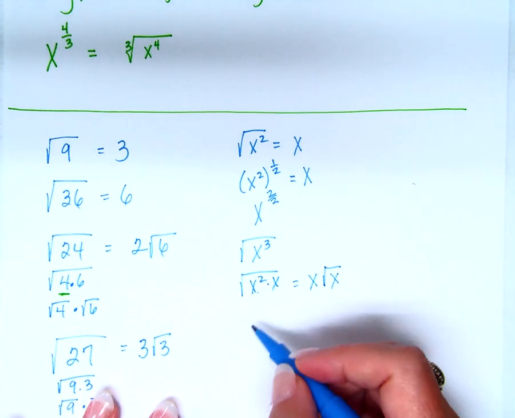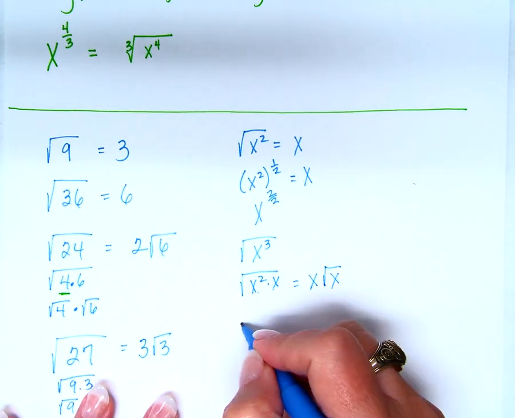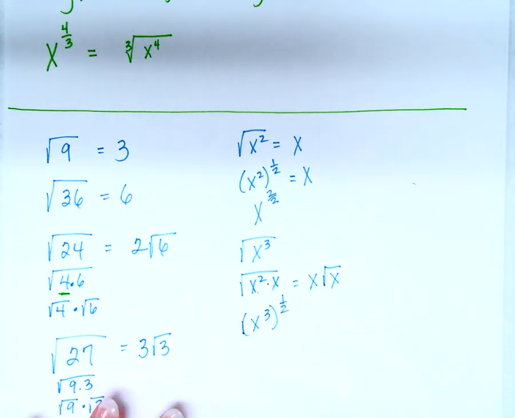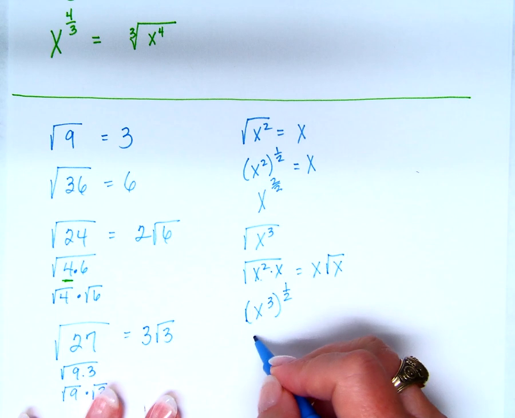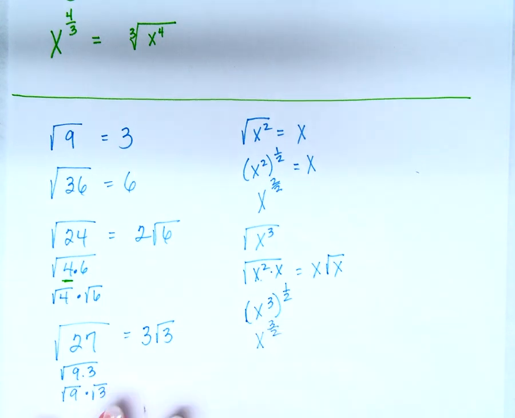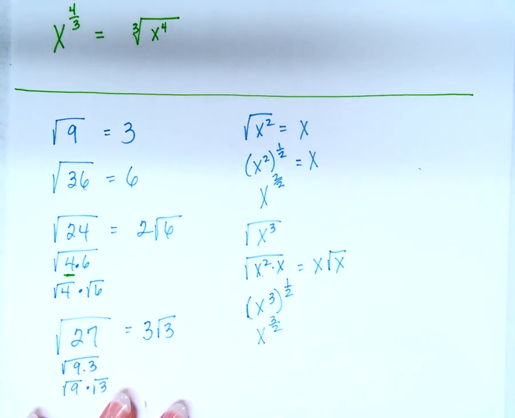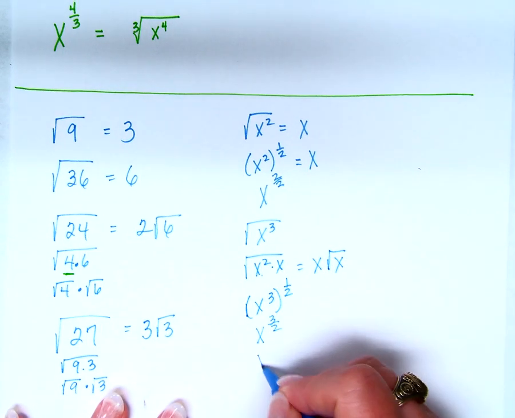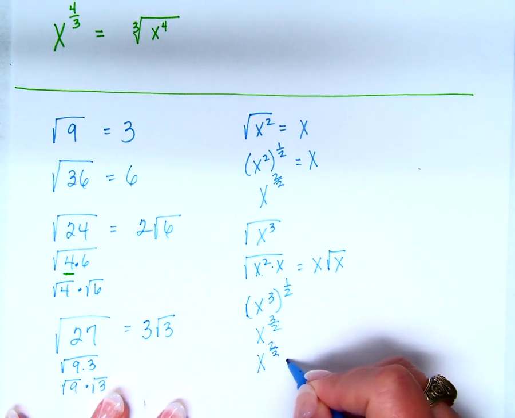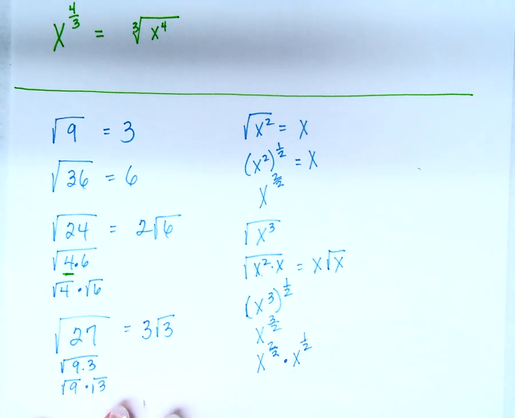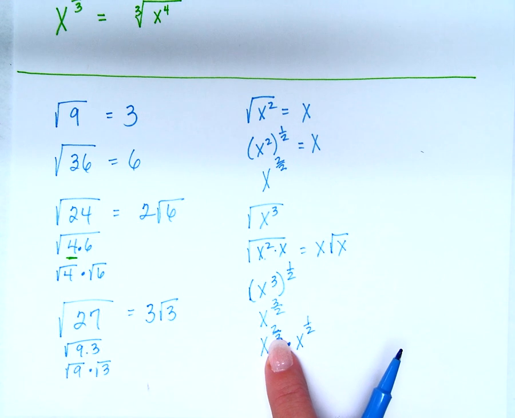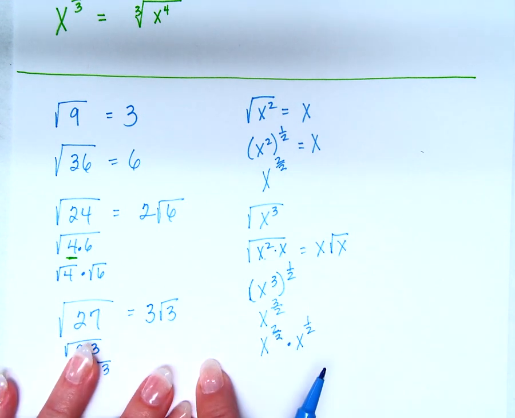But I could also think about it like this. X to the 3rd power raised to the 1/2 power, right? So x to the 3/2 power. Isn't that the same thing? Well, if it's x to the 3/2 power, I could break that into x to the 2/2 power times x to the 1/2 power, can't I? Why would I break it into 2/2? That's something I can simplify, right? And if it simplifies, it can come out of the root, can't it?